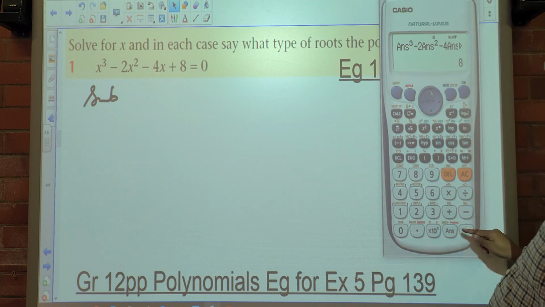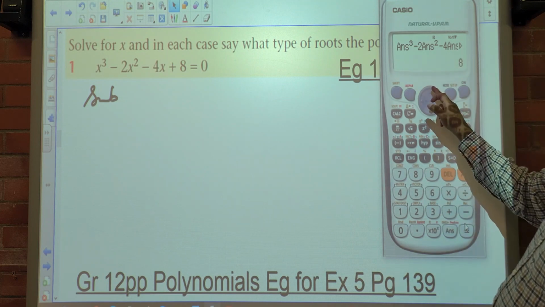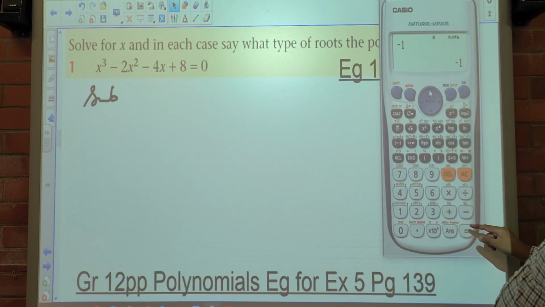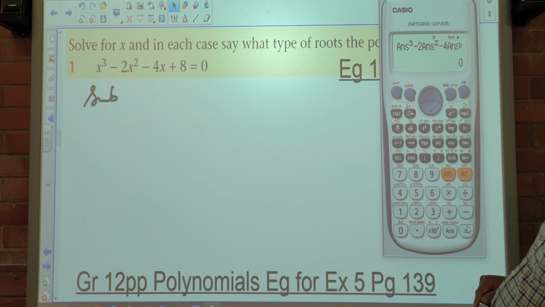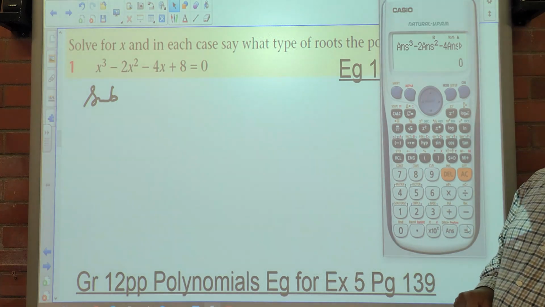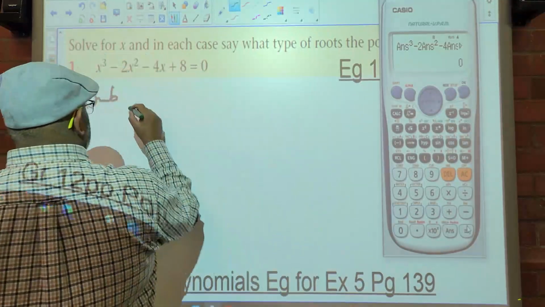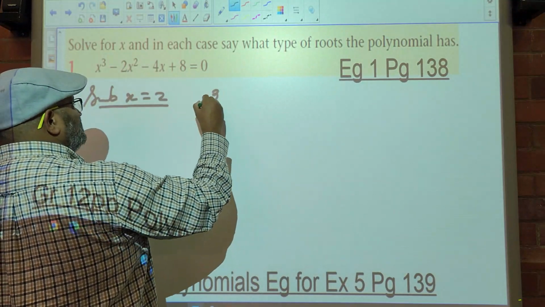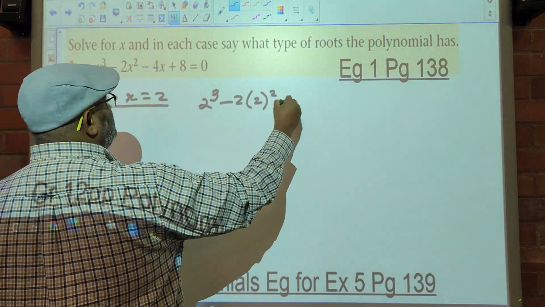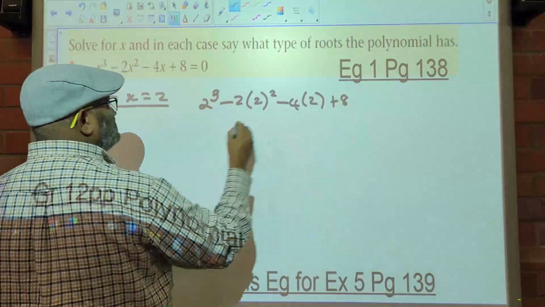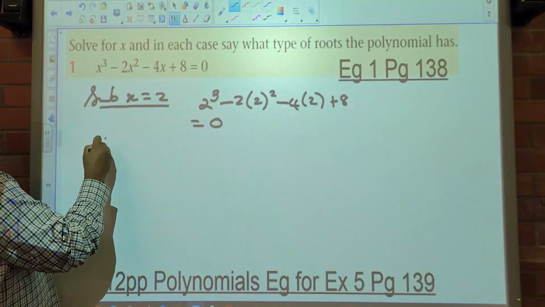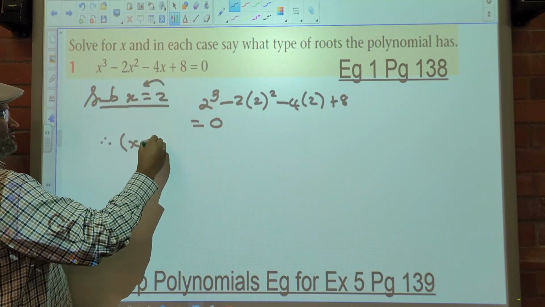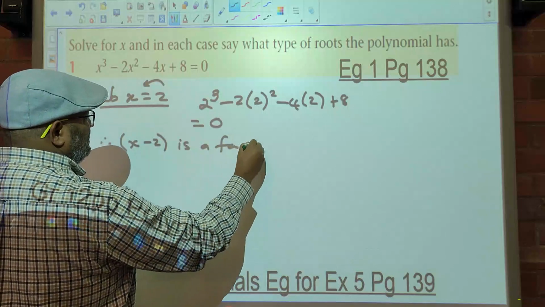Substitute negative 1 wherever we see answer. Is negative 1 a factor? No. So what do I do now? I try 2. Is x equal to 2 the solution? Yes. So what I do is I say substitute x is equal to 2. So I now have 2 cubed minus 2 times 2 squared minus 4 times 2 plus 8, which gives an answer of 0. So what do I conclude? Therefore, x minus 2 is a factor.